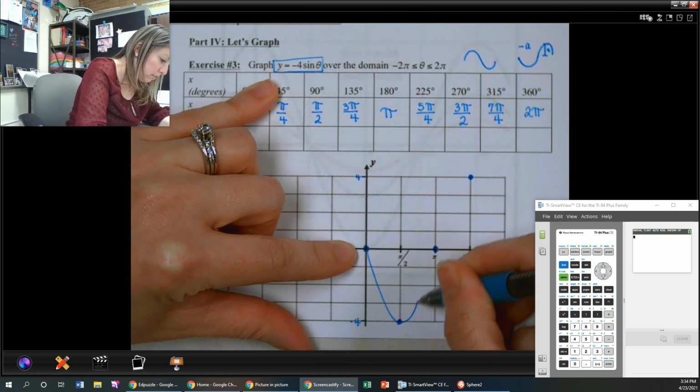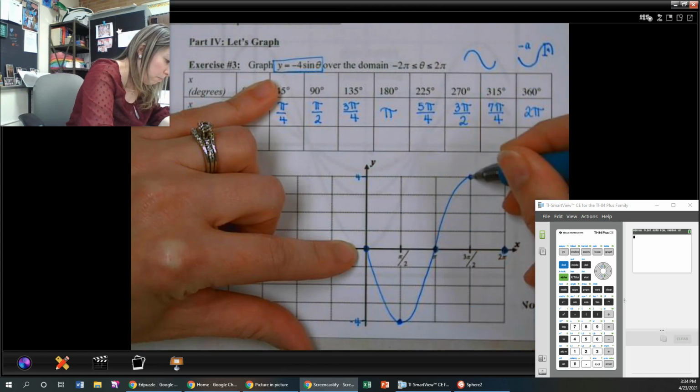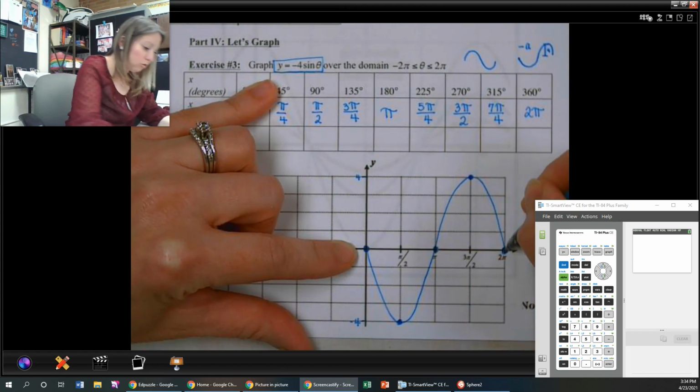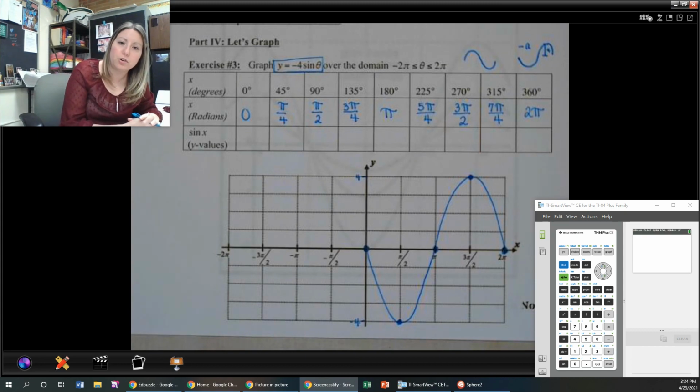This is a nice stretch, right? And up and back down. Nice stretch out of our cosine curve upside down. This is the upside down version of our cosine curve.